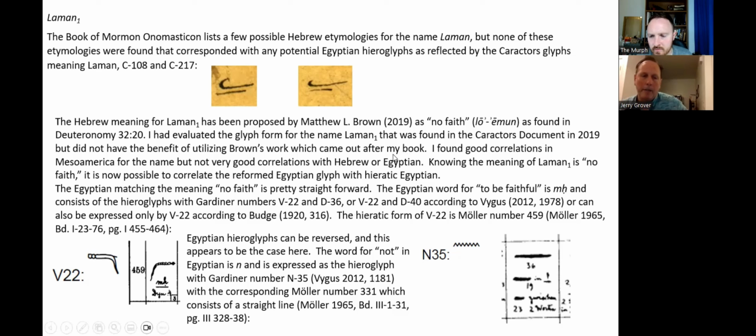With that, I said, okay, let me see if I can find that in Egyptian. Again, this is after the book. I saw that and thought, yeah, that was one I had a problem with in the Onomasticon. I couldn't find any really good match to the meanings that they had, but this one was pretty much straight on. The Egyptian word for faith is this glyph, this V22.